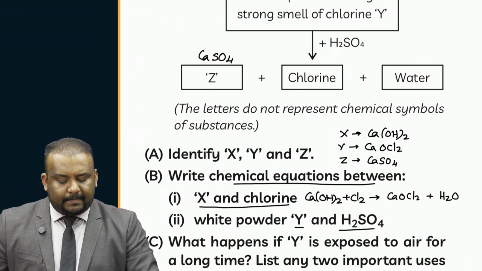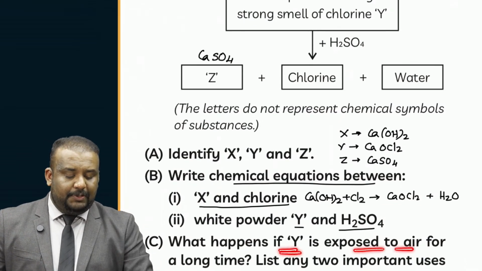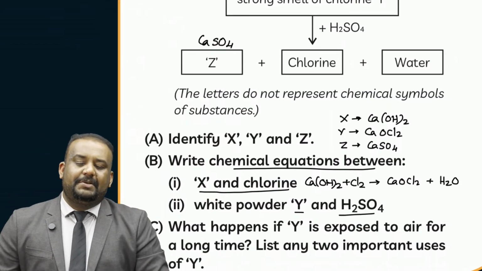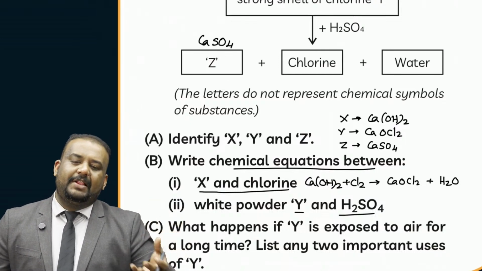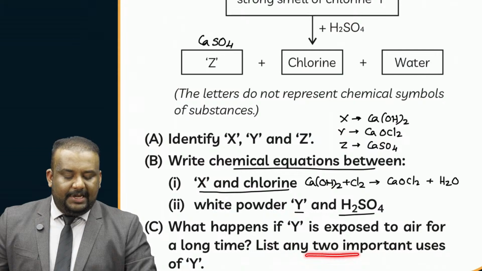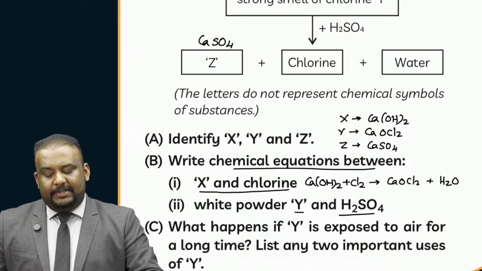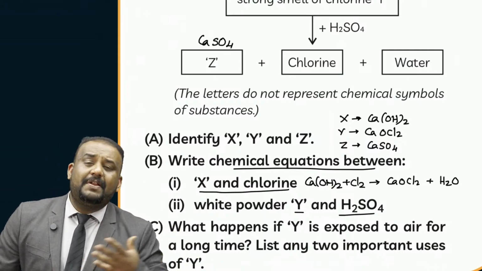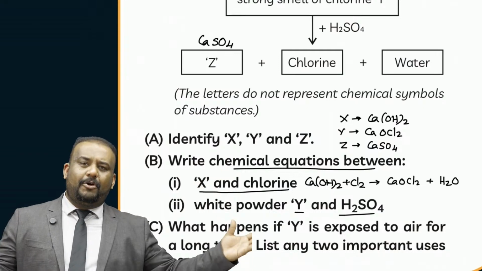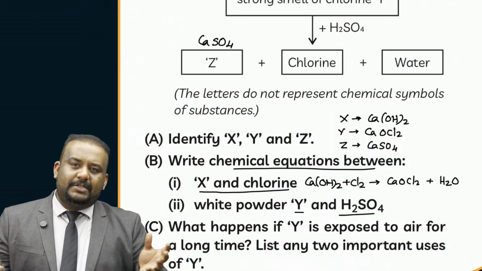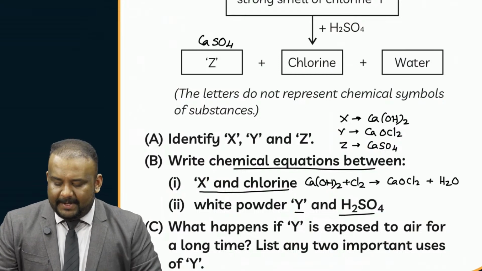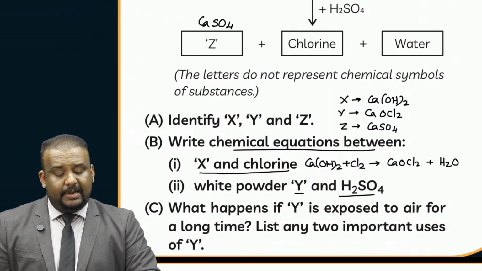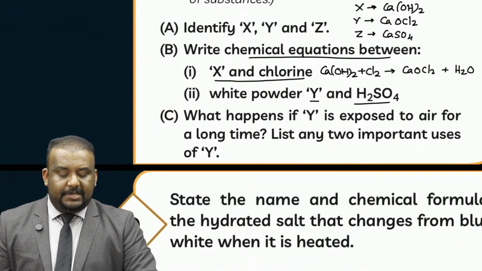Is this clear? And what happens if Y is exposed to air for a long time? So what will happen when bleaching powder is exposed to air? Bleaching powder will liberate chlorine gas. That's why we get the pungent smell of the chlorine gas. And list any two important uses of Y. So bleaching powder is used for, yes, as the name indicates, it's used for bleaching. And also it is a very good disinfectant, especially for bulk water bodies like a pool, etc. are cleansed by using bleaching powder. Okay? Yes, so that's a very important question. Bleaching powder preparation and properties.